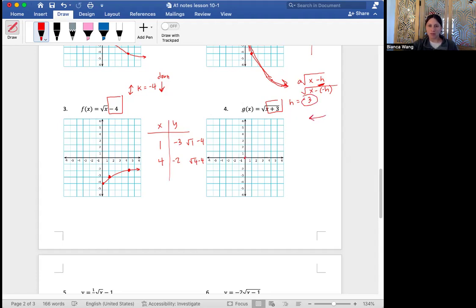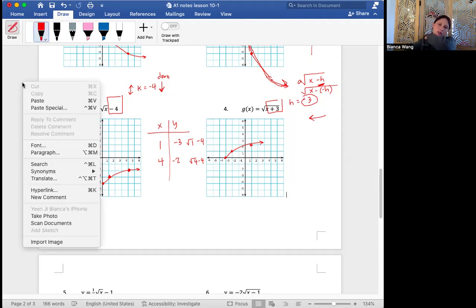So again, my standard parent function looks kind of like this. I'm just going to start doing this here, and it's moving to the left three. So I'm actually going to move this over to the left three. It's not going up or down, so I can keep it there as is.